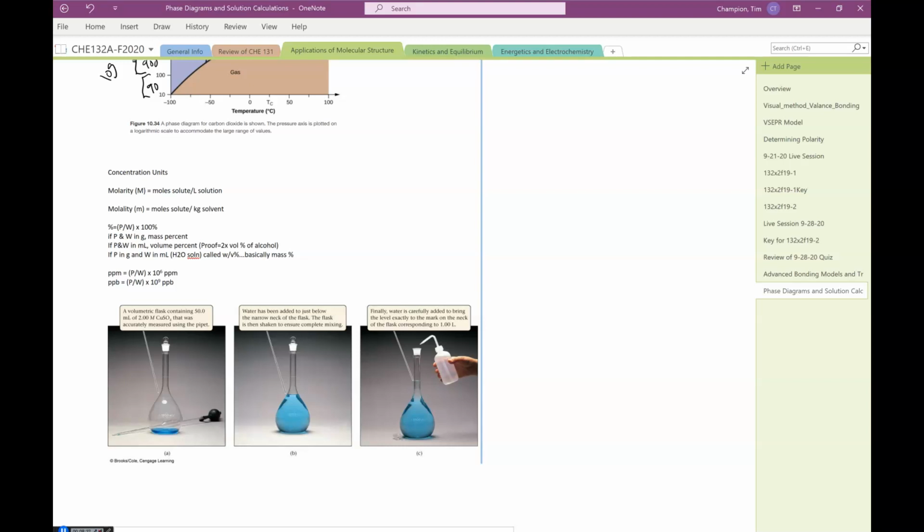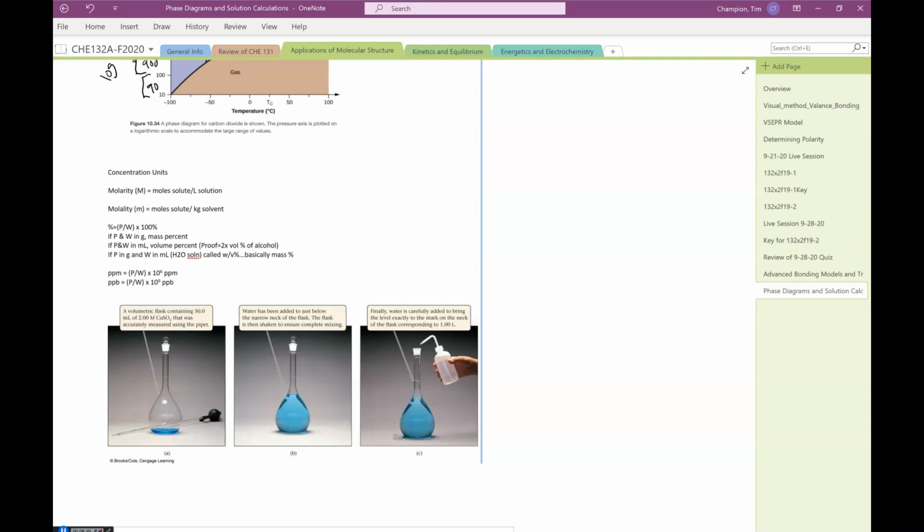The reason we use molality is that mass doesn't change as temperature changes, but volume does. Density is a function of temperature. So a solution's molarity will change as we change its temperature, but its molality won't.